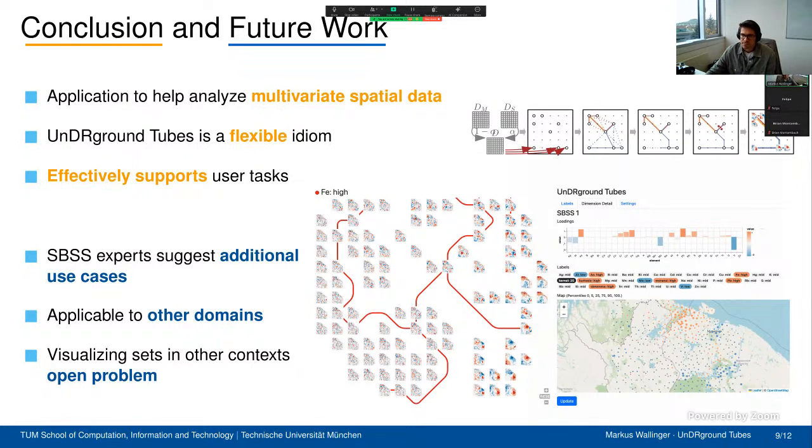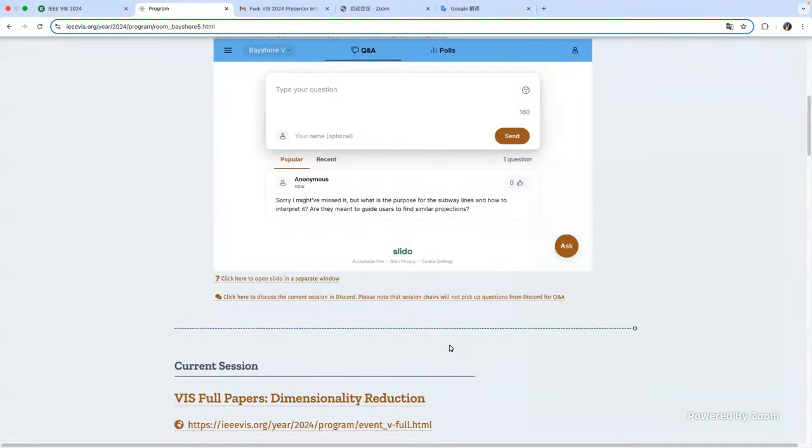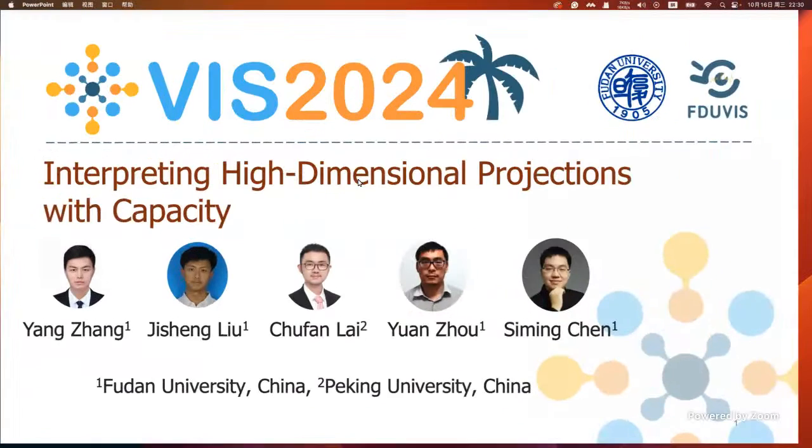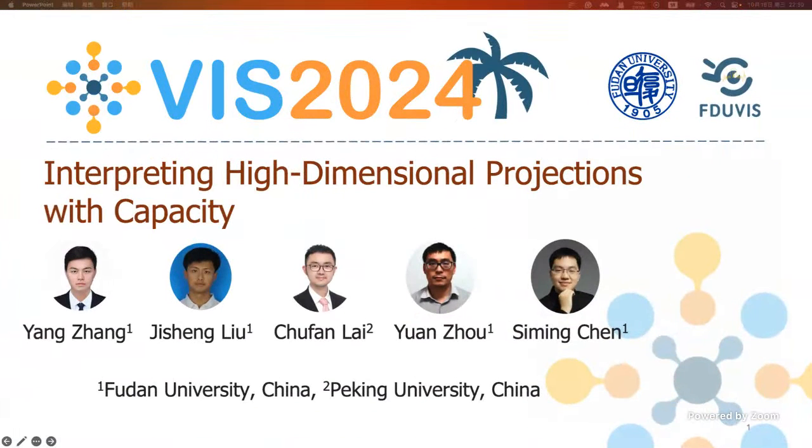Yeah, let's thank Markus again, and let's move on to the second speaker. The second paper is interpreting high-dimensional projection with capacity. Zhang is going to present on behalf of Zhang. Please take away.